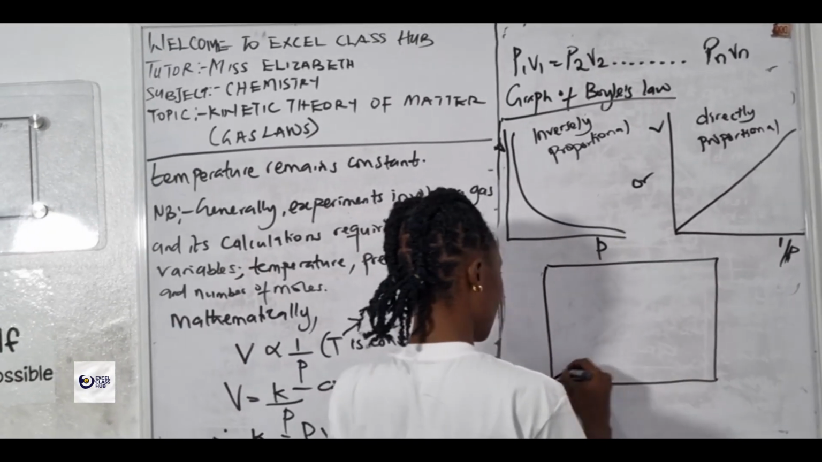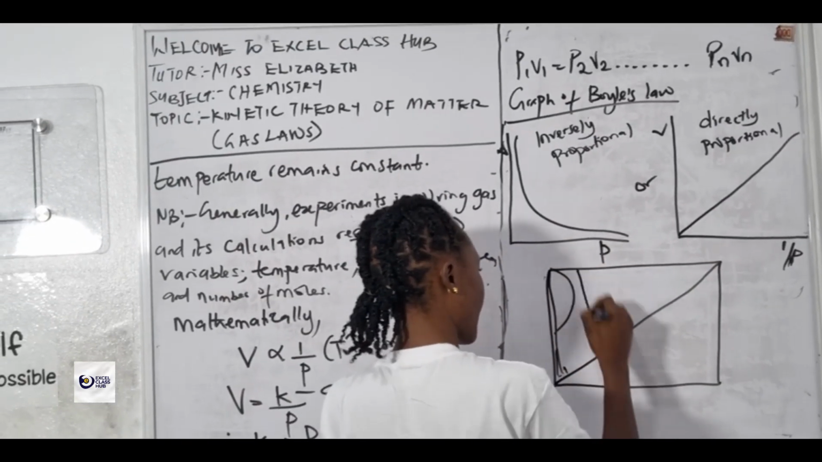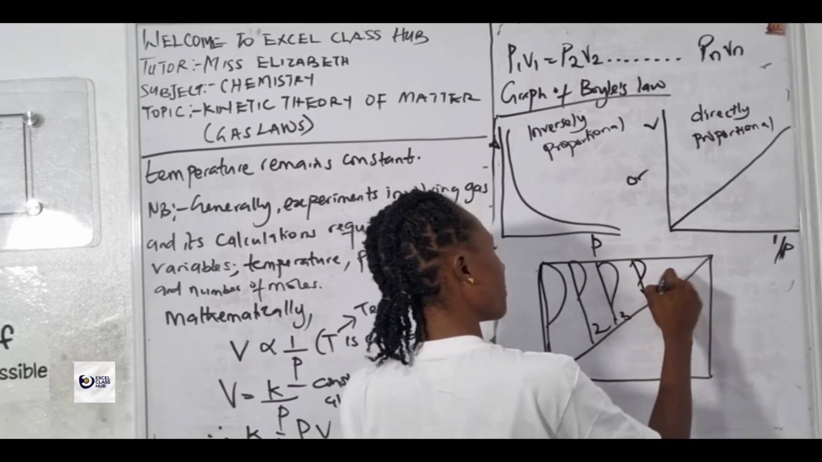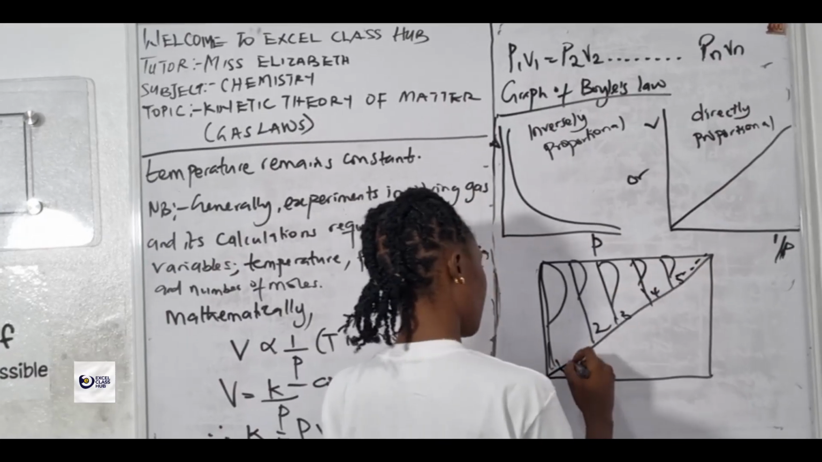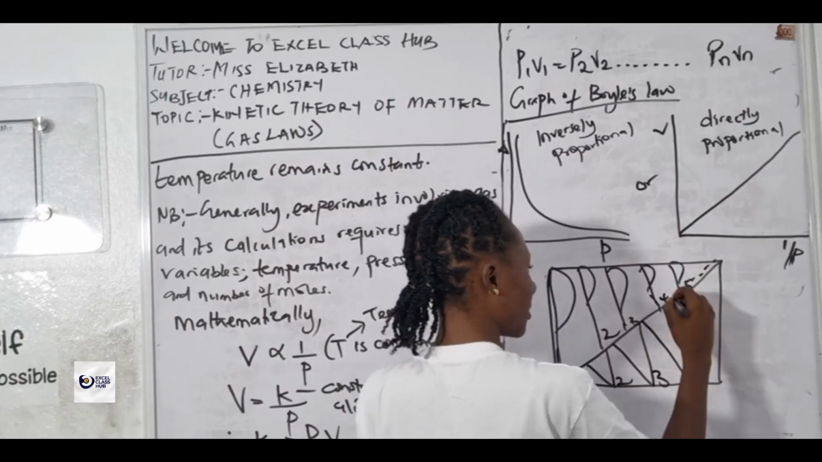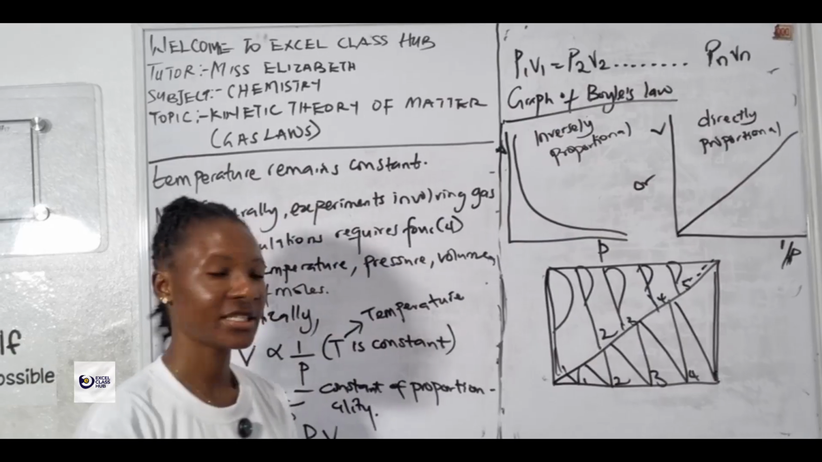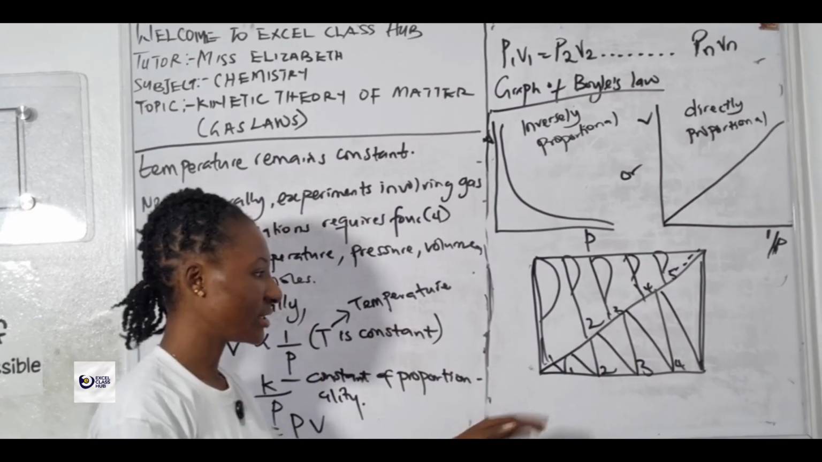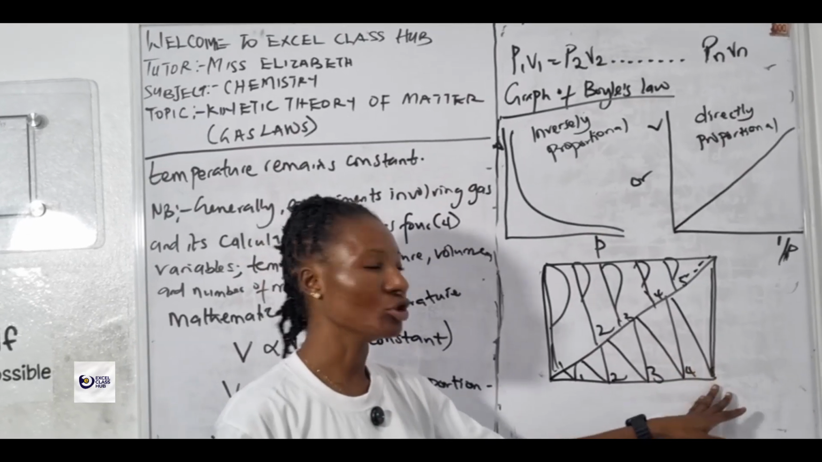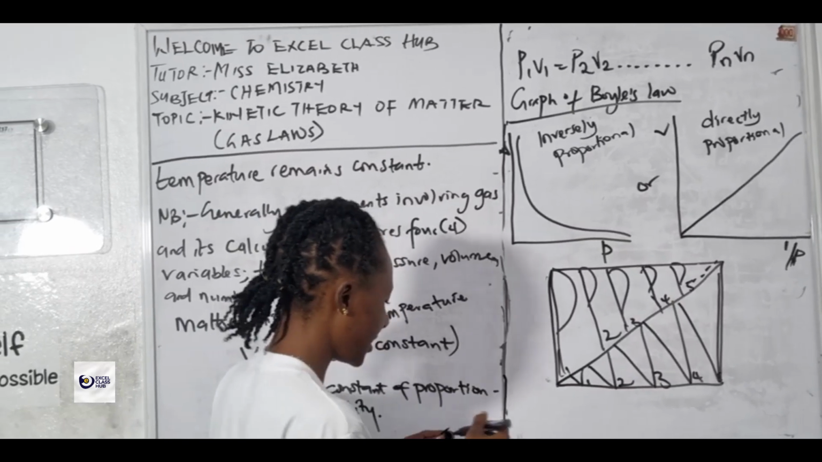The higher the pressure, the lower the volume. The lower the pressure, the higher the volume. Like this: P1, P2, P3, P4, P5. We have V1, V2, V3, V4, then V5. This is just to show that the higher the pressure exerted on the gas, the lower the volume. The higher the volume, the lower the pressure that has been exerted on it. So let's try an example on this.